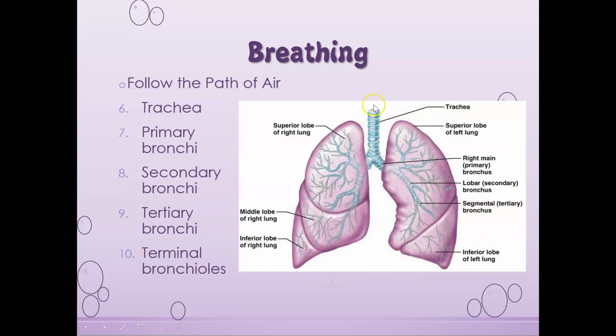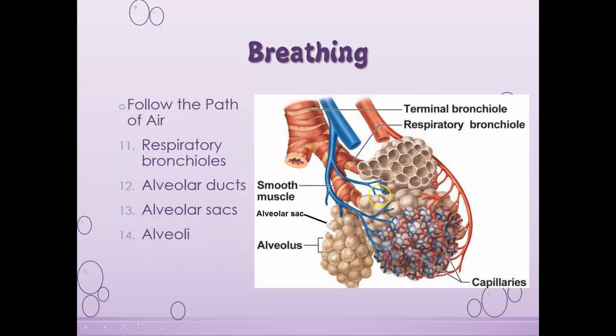If we keep following that, the larynx then empties down into your trachea, and the trachea then starts branching off, and they'll branch into your right and left primary bronchi. Those will then branch off into secondary bronchi, tertiary bronchi, until we finally get to those terminal bronchioles, which are the smallest branches that are then directly connected to these respiratory bronchioles that empty out into your alveolar ducts, and then ultimately into those alveolar sacs and into those individual alveoli themselves.